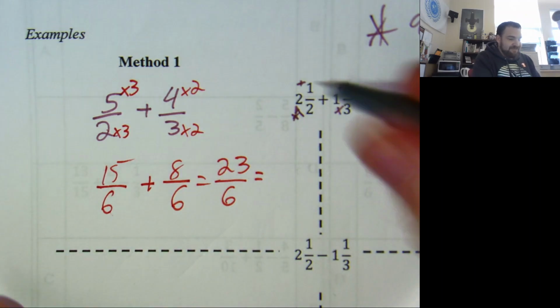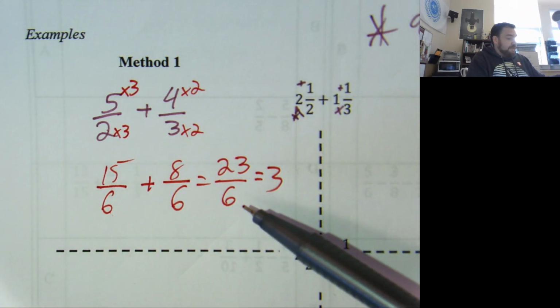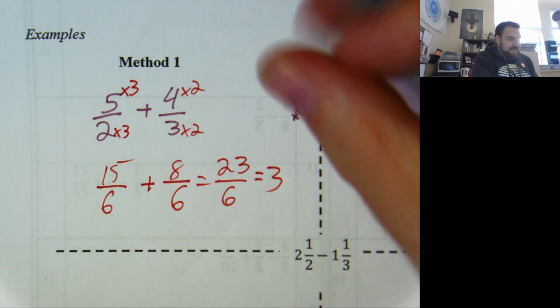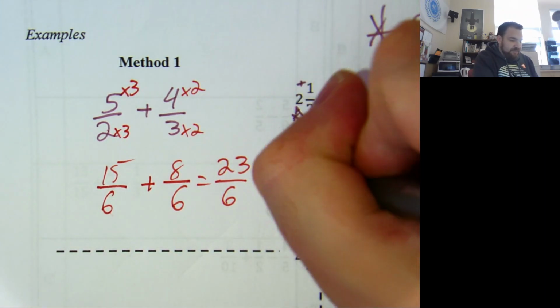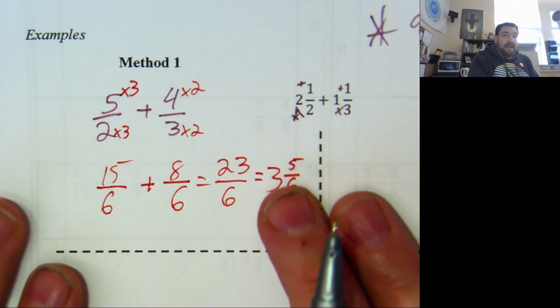It is 3. Thank you, Harsh and Dakota. Because 6 times 4 is 24, 6 times 3 is 18, and then 23 minus 18 is 5. We're almost there. So we're going to get 3 and 5/6. That is one way to do this problem.